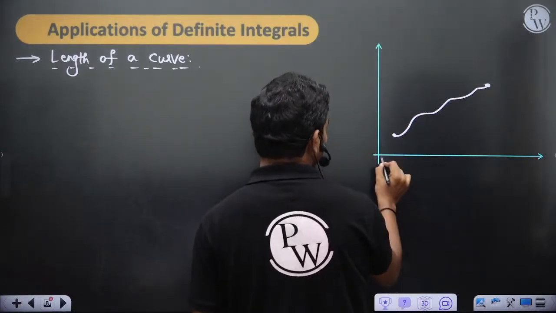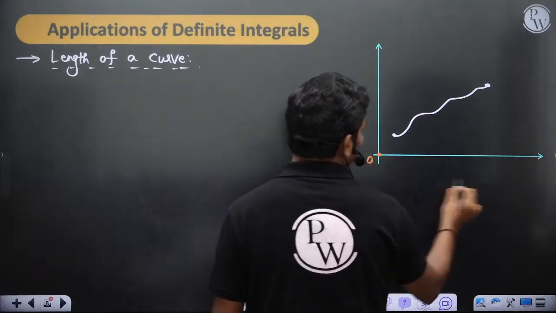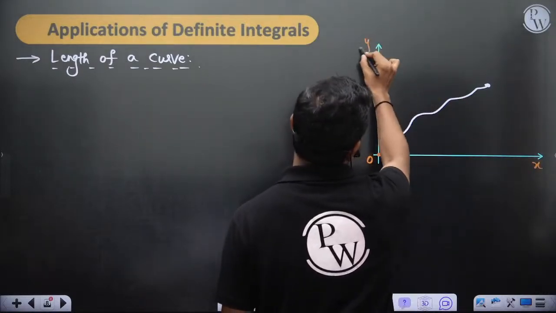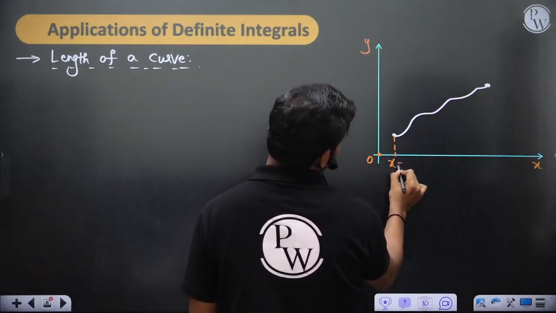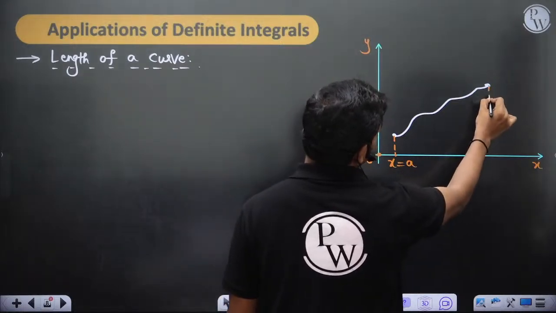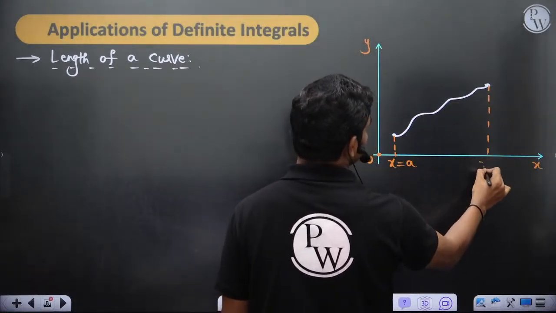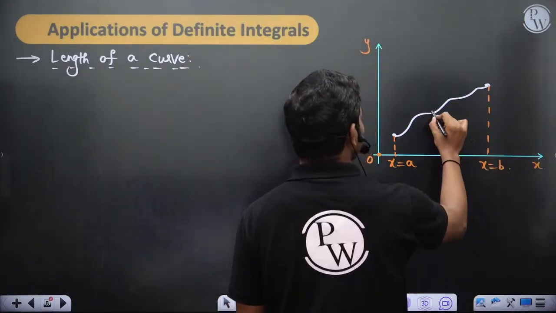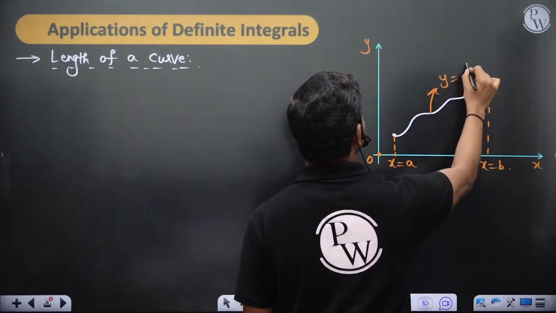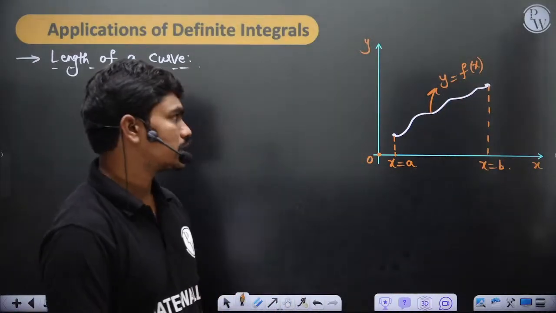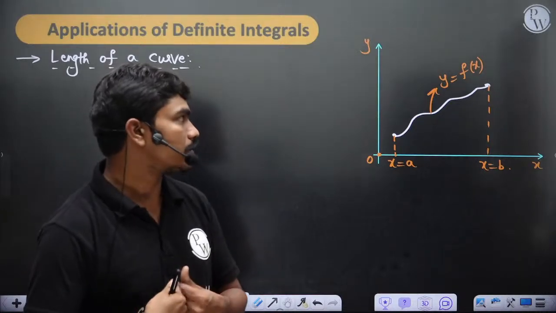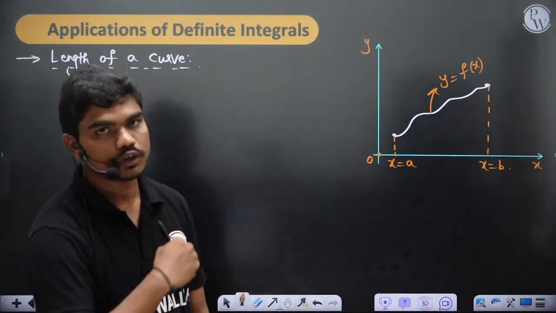This is origin, this is x, this is y, and let's say this point is x is equal to a, and this point is x is equal to b, of course. Then this is some function y equal to f of x, which fits approximately like this. So y is equal to f of x. So how to calculate length of this function y equal to f of x between x equal to a and x equal to b? That's the story.